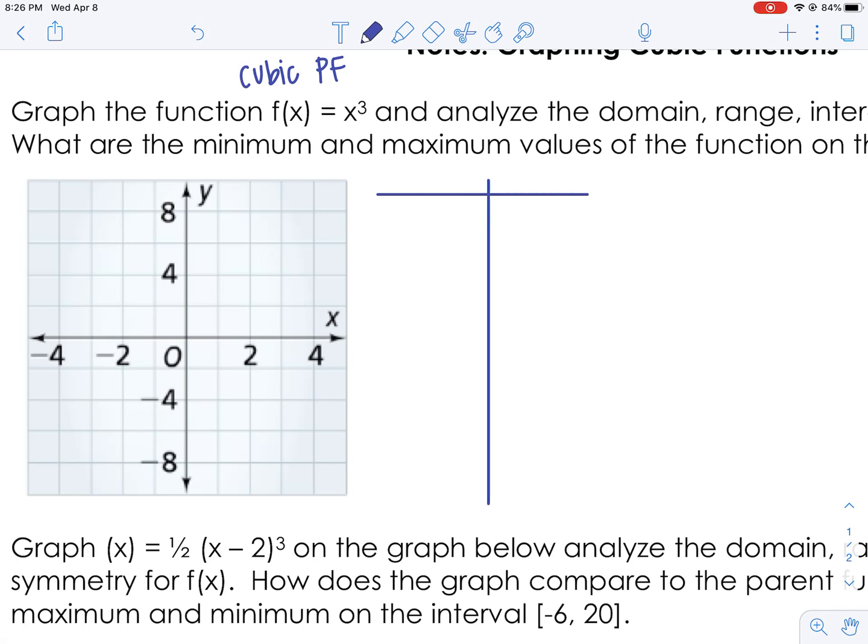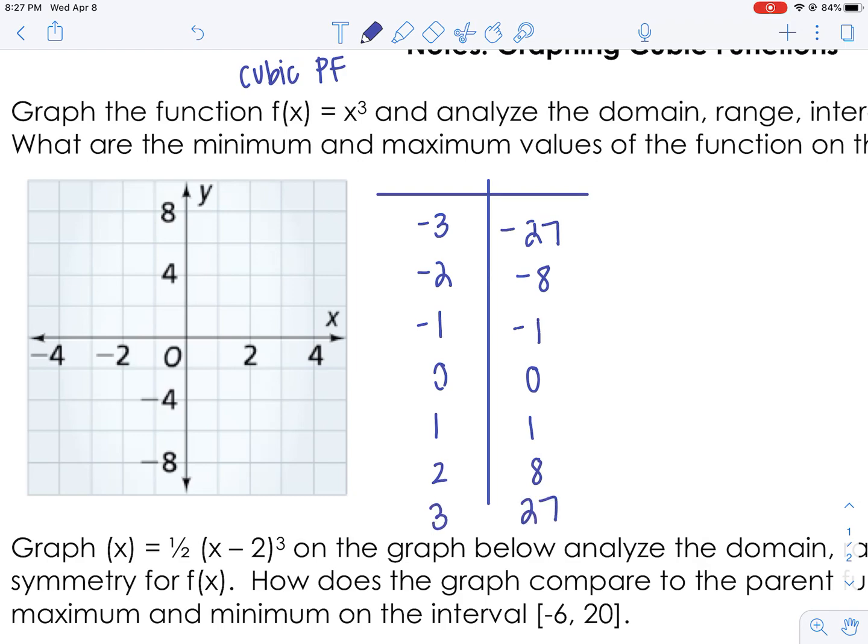So if I plug in -3, -3 times -3 times -3 is going to be a negative number, and it's going to be -27. And I don't know why my Apple Pen is being weird. Sorry about that. If I plug in -2, I'm going to get -8. And if I plug in -1, I'm going to get -1. If I plug in 0, I get 0. And then 1 would yield 1. 2 would yield 8. And 3 would yield 27.